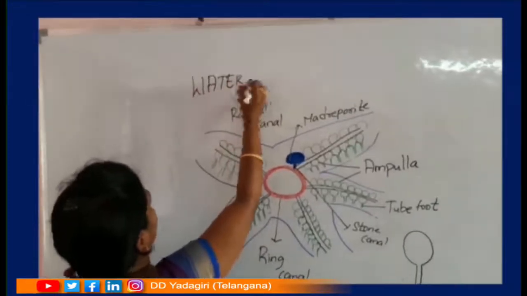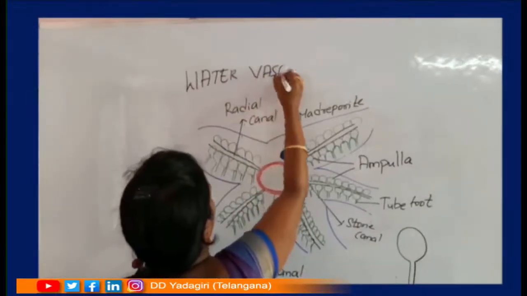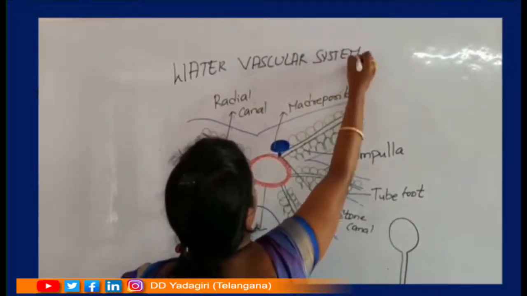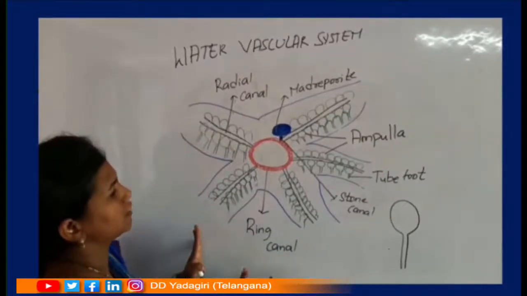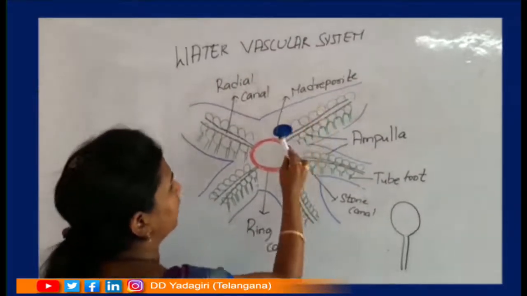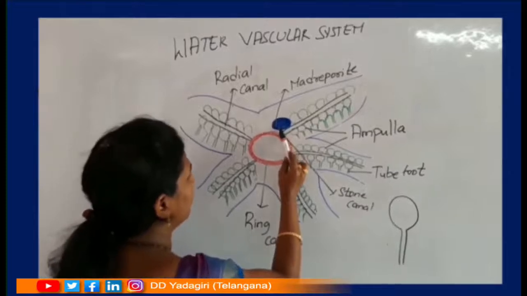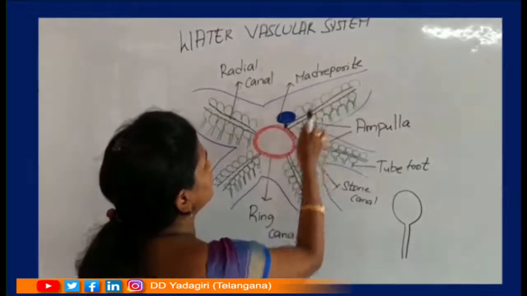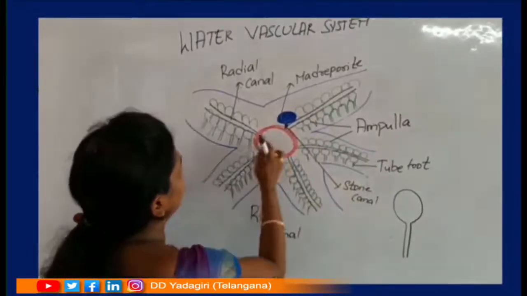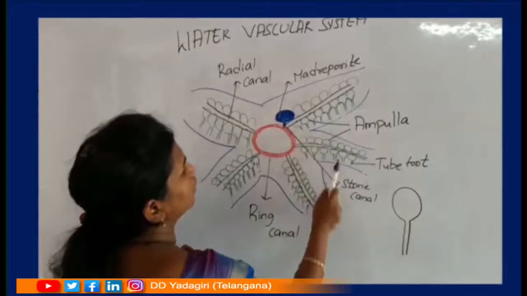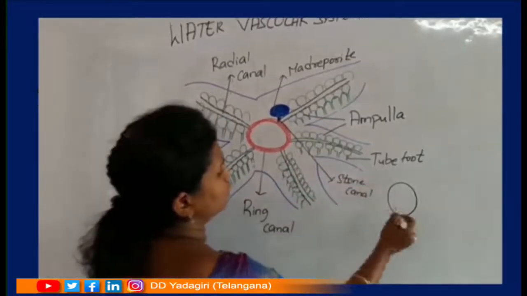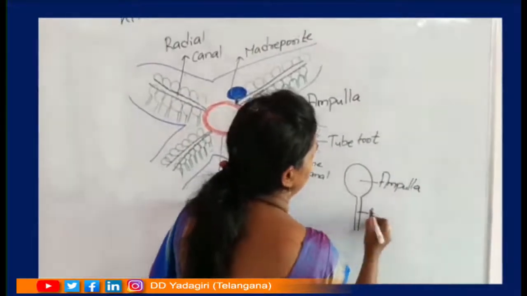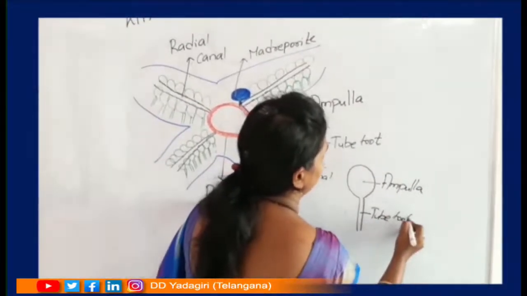Water vascular system. So these are the arms of the starfish, children. Now water from the madreporite enters. From the madreporite it enters the ring canal. Through the ring canal it goes towards the radial canals. From the radial canal it enters the tube feet. Now the structure of the tube feet is called the ampulla, and these are called the tube foot.